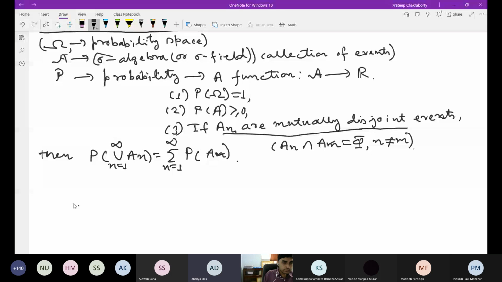Okay, now we derive some properties which we can derive from the definition.